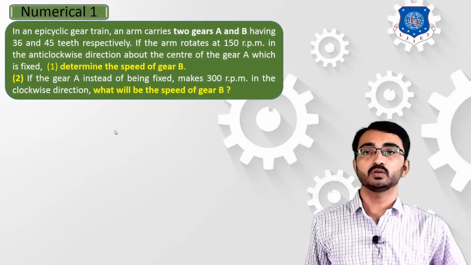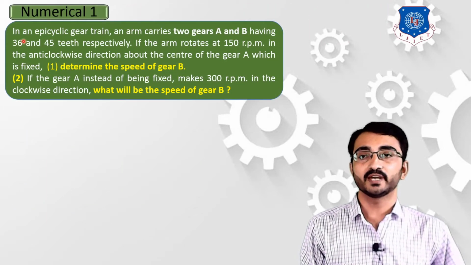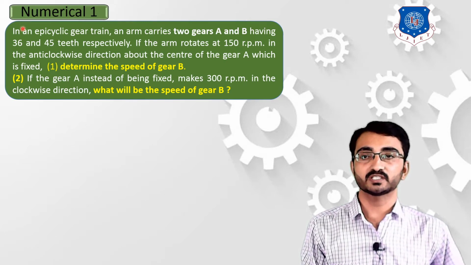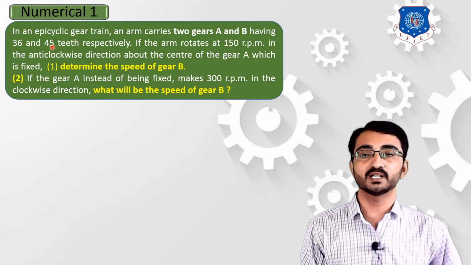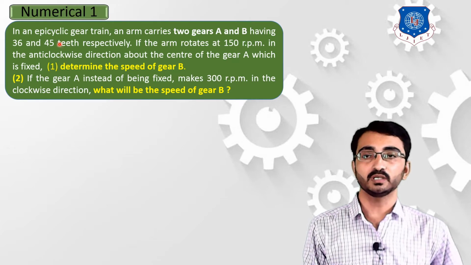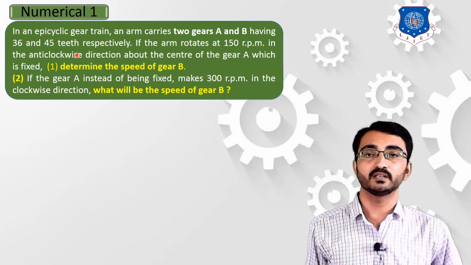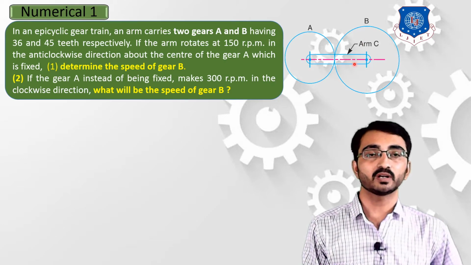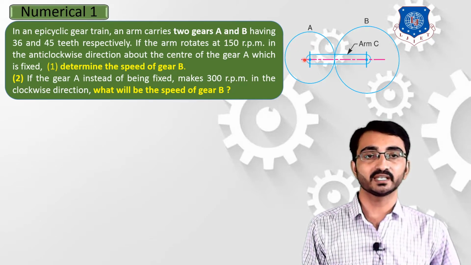Okay, so in this numerical, we have been given that in an epicyclic gear train. First of all, we have to consider the type of gear train. Most of the examples will be asked of epicyclic gear train in this chapter. So in epicyclic gear train, we have a simple diagram: gear A, gear B, and your arm which is connecting these two gears, A and B. An arm carries two gears, gear A and gear B.